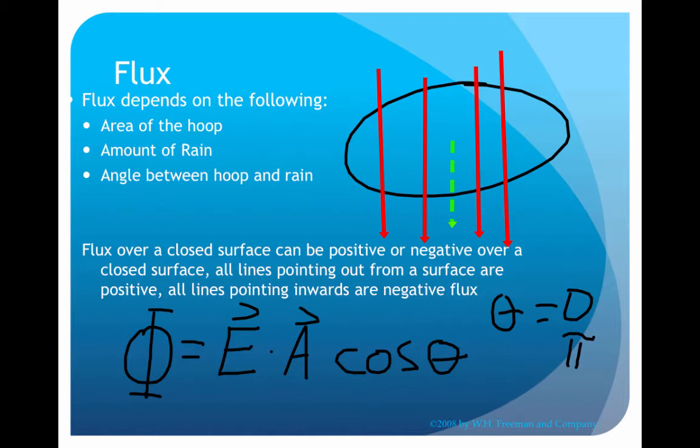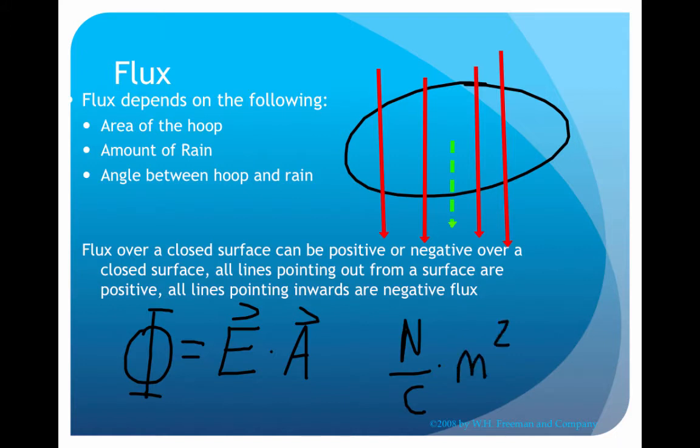What are the units for flux? If we have a maximum flux, when you have the area and the field point in the same direction, remember, electric field is newtons per coulomb, and area is just square meters. So that's it. That's the mouthful for your units. It's Newton meter squared per coulomb for the amount of flux passing through a certain area. The note there says that flux for a closed surface could be positive or negative over the closed surface. It depends on how the lines are oriented and how they're pointing.